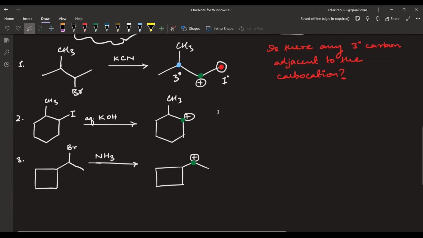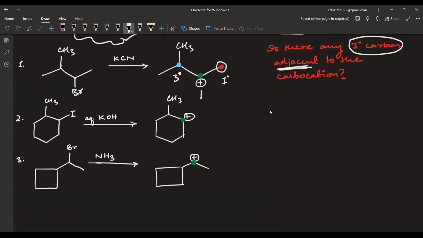Minashi, tell me what happened. There are two things that can happen here. Either you can't identify the adjacent carbon atom, or you are not able to identify the 3 degree carbon atom, whether it is 3 degree or not. So Minashi, tell me, where did you have the problem? I considered the carbocation. Carbocation. Okay.